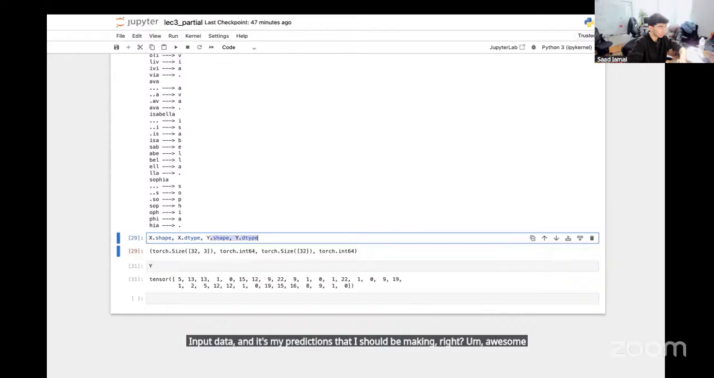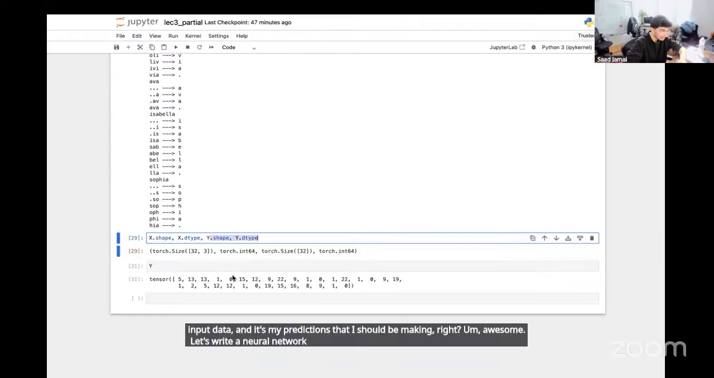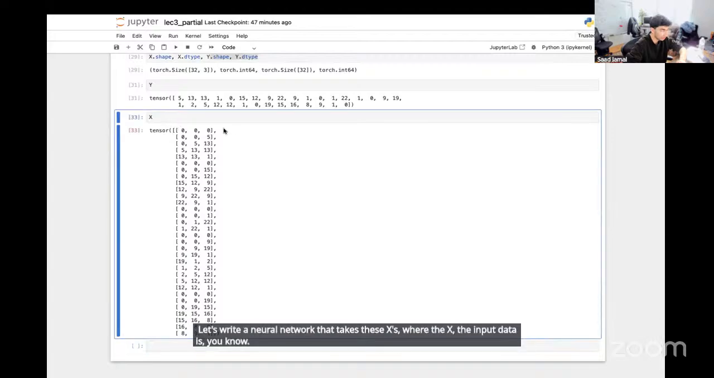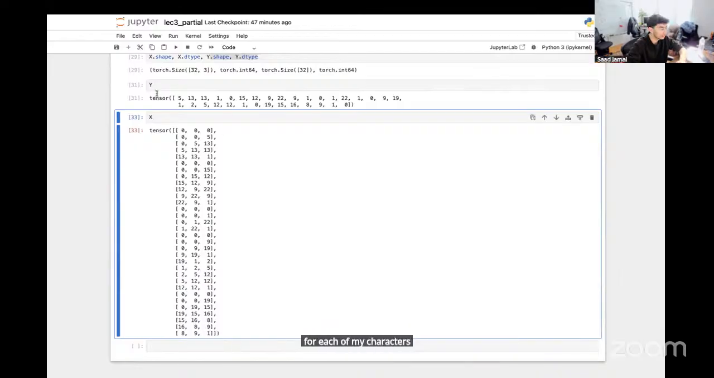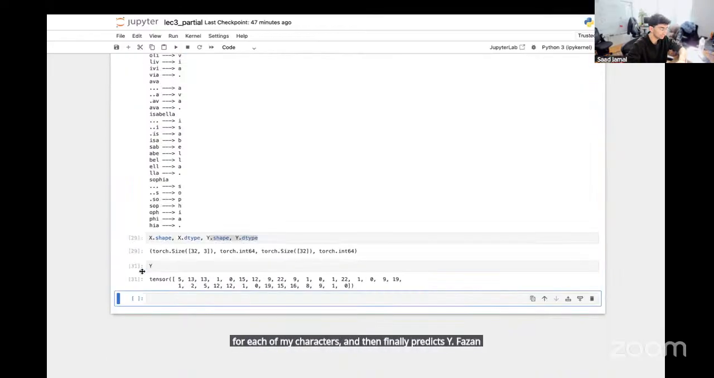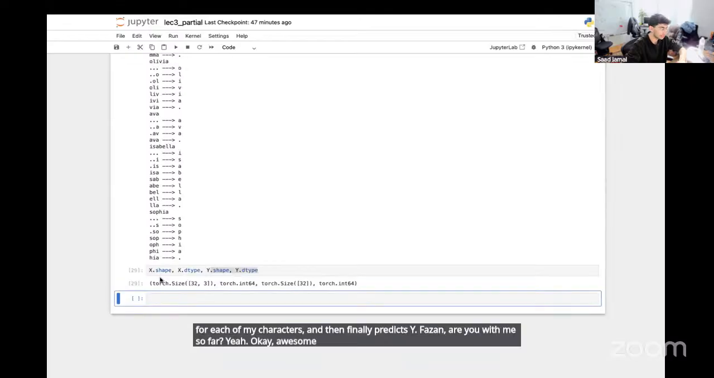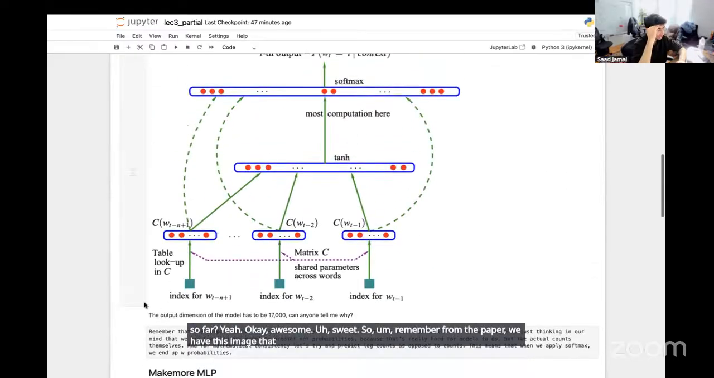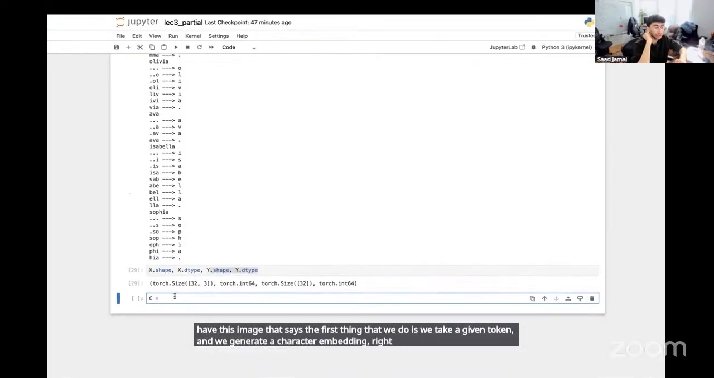Awesome. Let's write a neural network that takes these X's, where X, the input data, is my context window, and based off my context window, makes an embedding for each of my characters, and then finally predicts Y. Fizan, are you with me so far? Yeah. Okay, awesome. So remember from the paper, we have this image that says the first thing we do is take a given token and generate a character embedding, right? So I'm going to make my character embedding matrix right here.